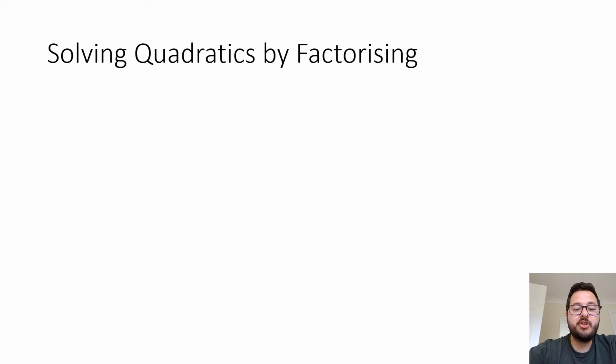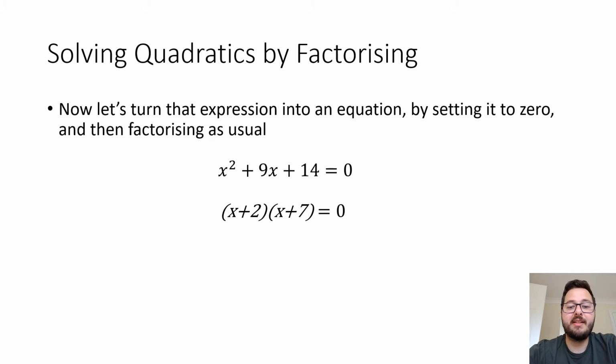Okay, so now let's look at solving equations once we've factorised them. Let's turn that expression into an equation. It's exactly the same as what we've had before: x squared plus 9x plus 14, but we've stuck it equal to 0. We can make all quadratic expressions with one x squared term look like this. Now we factorise it, which is what we've just done: x plus 2, x plus 7, and that's still equal to 0.